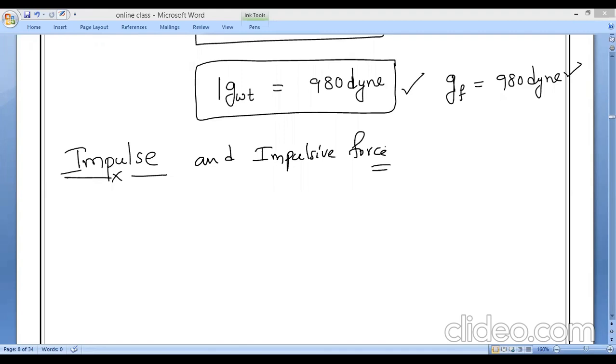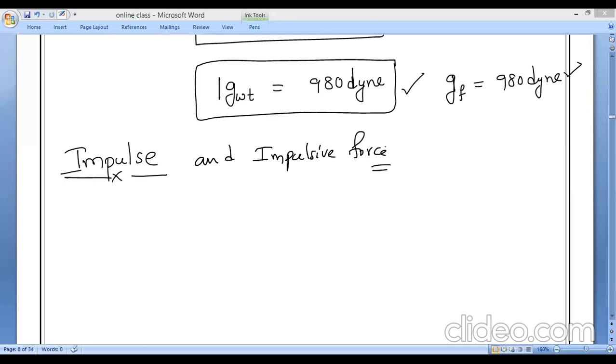So you can see, as a result, the force is imparted on the door in a very short interval of time. Then we can see our finger will get hurt. Is it yes or no? Yes, sir.